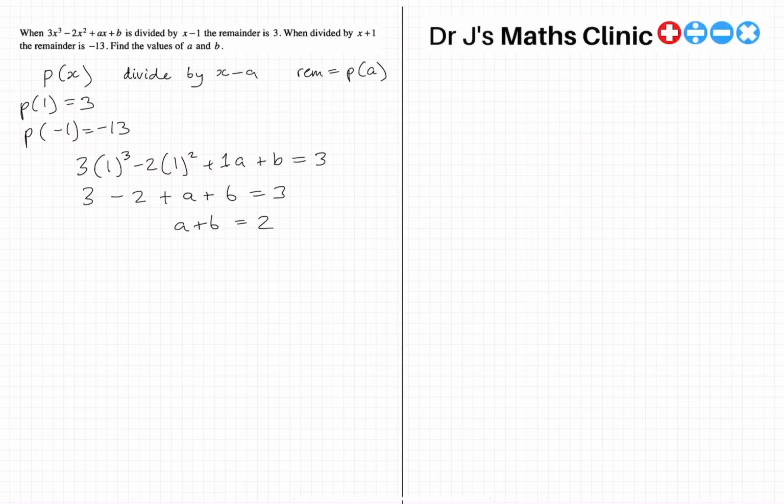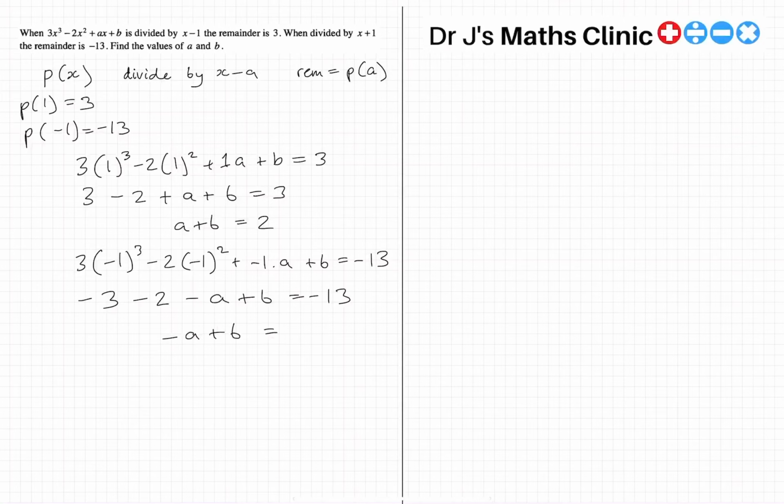Now I'll use the other fact, which is when we substitute negative 1 in, we should get negative 13. So 3 of negative 1 cubed minus 2 of negative 1 squared plus negative 1 of a plus b should equal negative 13. That's negative 3 minus 2 minus a plus b equals negative 13, which is negative a plus b equals, add 3 to one side, gives me negative 10, and another 2, negative 8.